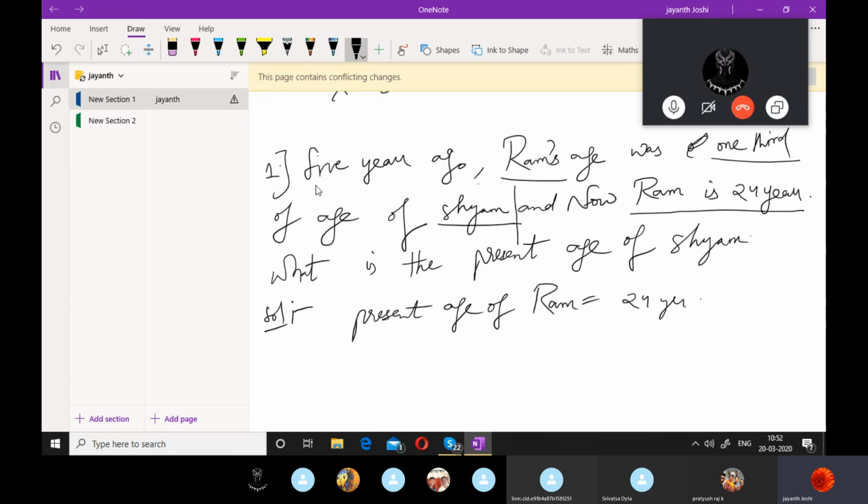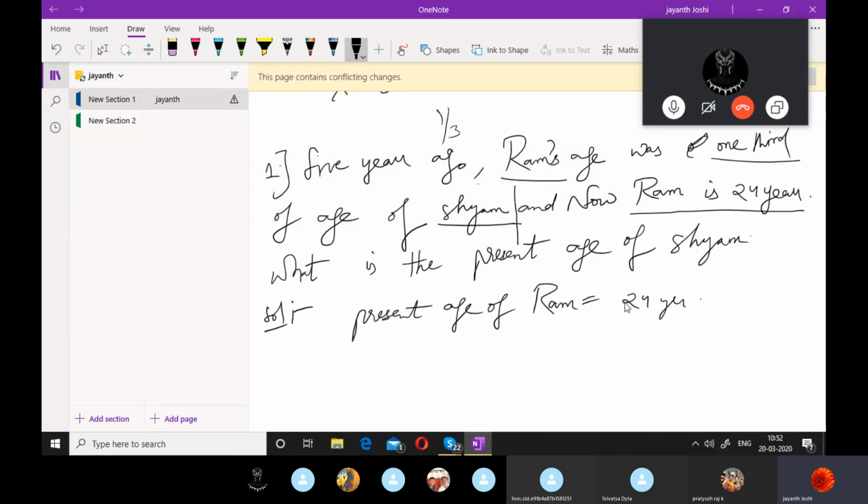So we got an idea that 5 years ago, Ram's age was 1/3 of the age of Shyam. Okay, 1/3 means this, 1/3. Till here it is okay. We don't have any data. We don't even know Ram's age, and we don't even know Shyam's age. But what he is saying is, now Ram is 24 years.